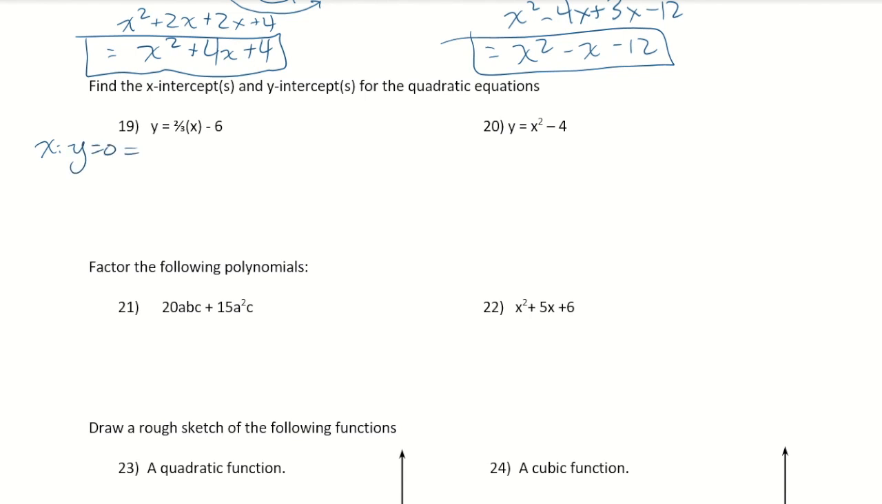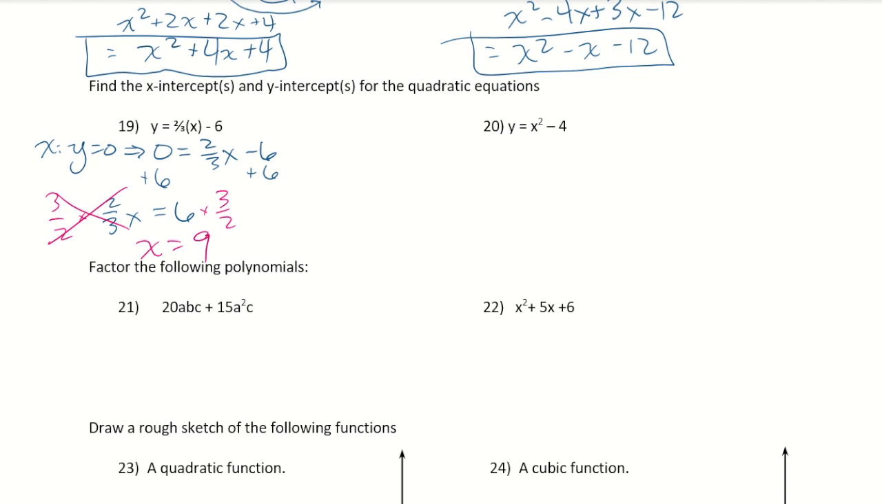So, finding the x and y intercepts in the quadratic equations. So the x-intercept is when y equals 0, when we're right on the x-axis. So we're going to set y equal to 0, and then just solve that equation. 2/3 x equals 6, so multiply both sides by 3/2 to get rid of that fraction, and you get x equals 18 divided by 2, which is 9.